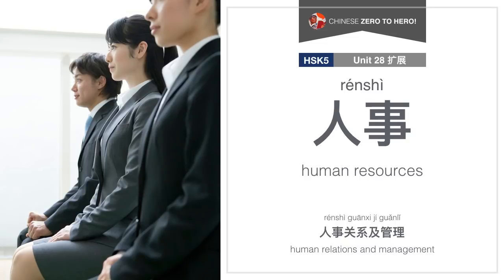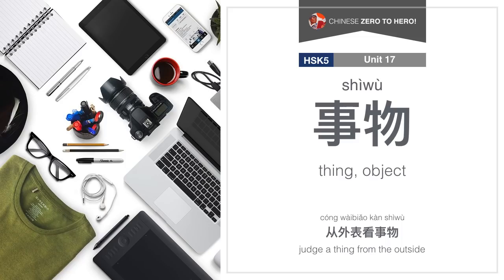And in HSK 5, we also learned the word 人事, meaning human resources. 人事关系及管理, human relations and management. And in HSK 5, we also learned the word 事物, thing or object. 从外表看事物, judge a thing from the outside.